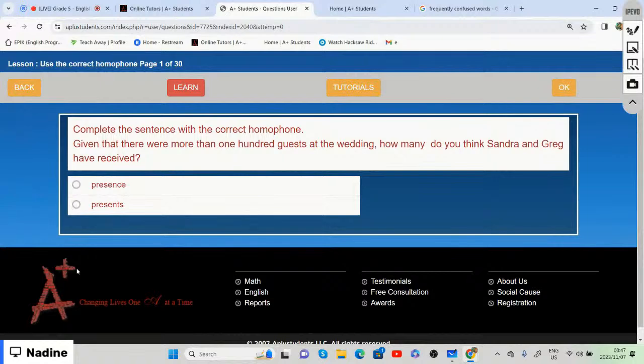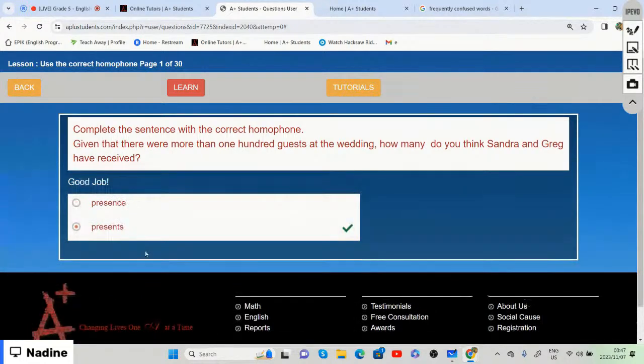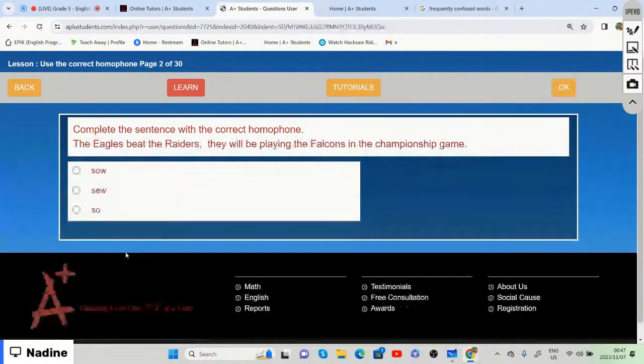All right, so if we select the correct homophone, we will definitely say presents. Yes, so the second one, presents, it's basically gifts. And the first word, presents, it's almost like you being there. So the second one is correct. So well done. Presents is correct.